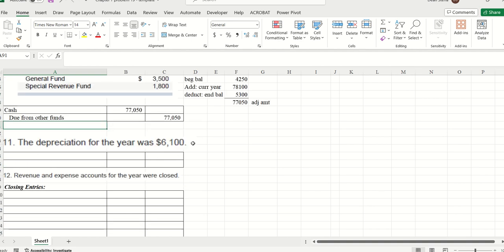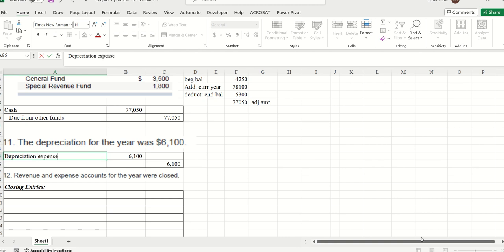Okay, and then depreciation for the year was 6,100. Again, no thought required because they give us the amount, and we know we're always going to hit depreciation expense. And then the allowance for depreciation.